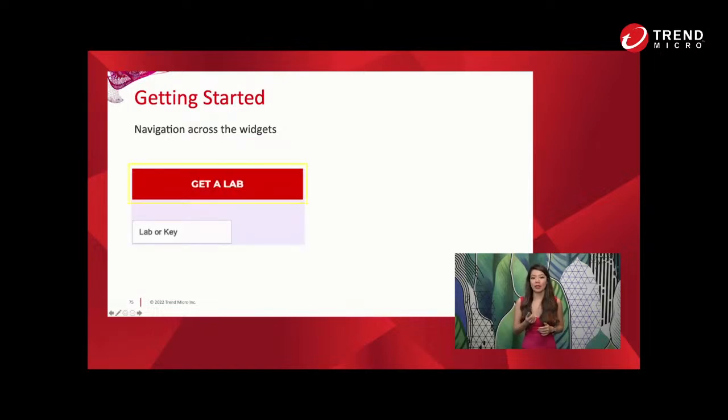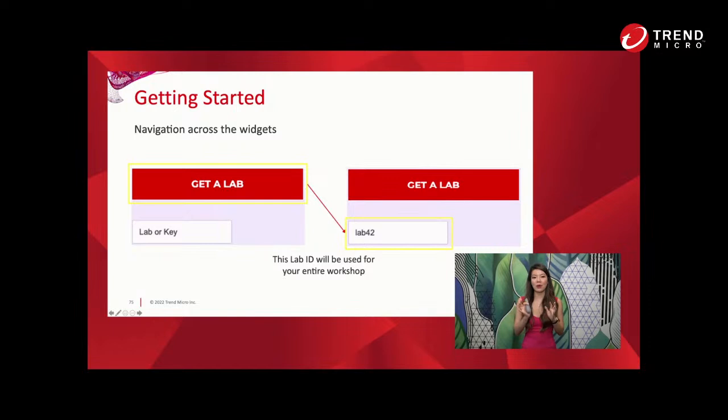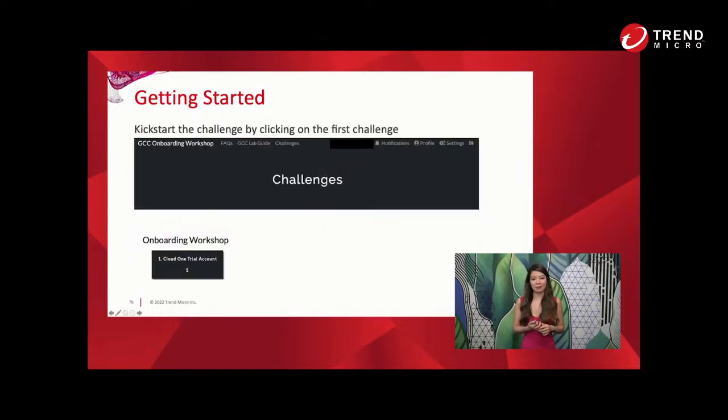Cool. Now, how you can do navigation across the widgets. Firstly, you have to get a lab. So by clicking on the lab key button, you'll be issued a key, and that's the lab ID that you'll be using for the lab environment. And now you can start a challenge anytime by clicking on the first challenge.